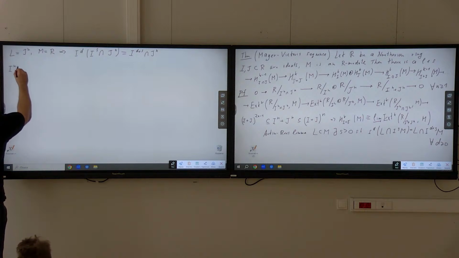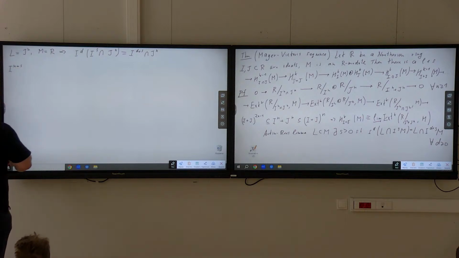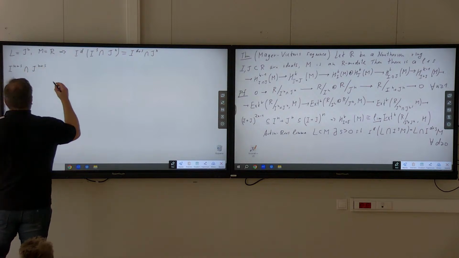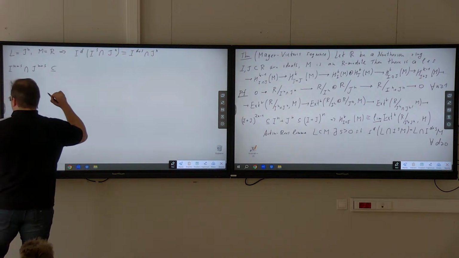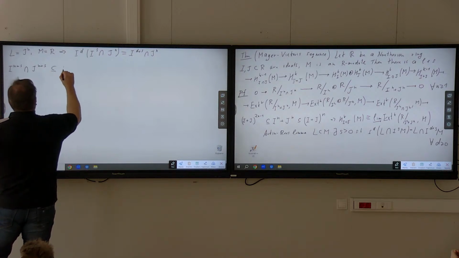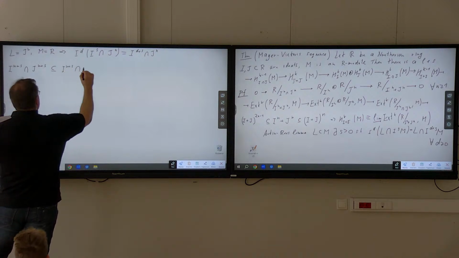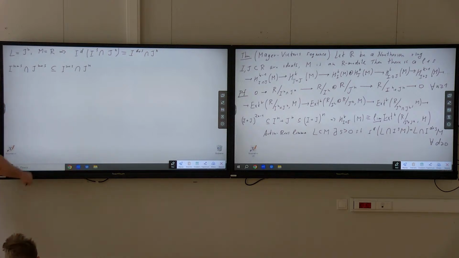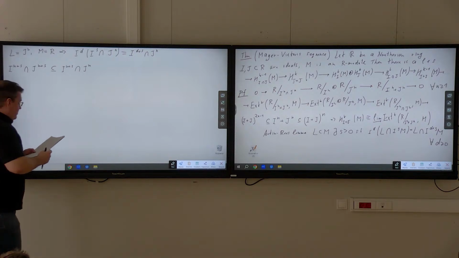I to the n plus s intersect with J to the n plus s. Well, first of all, by trivial reasons, this is contained in I to the n plus s intersect with J to the n. Right? The higher the power, the smaller the ideal. So clearly this is just a sub-ideal of J to the n. So this is by trivial reasons.